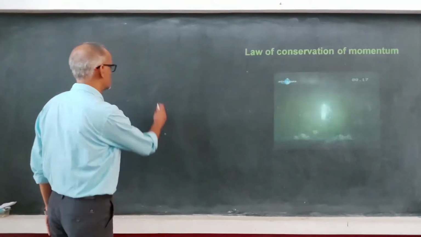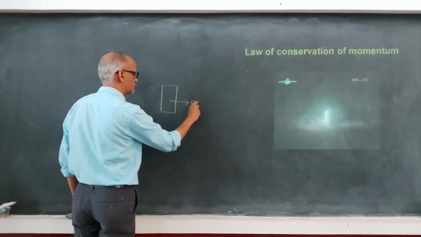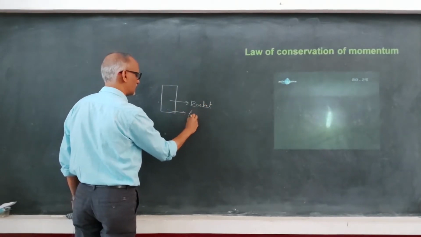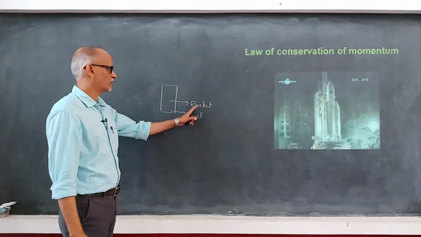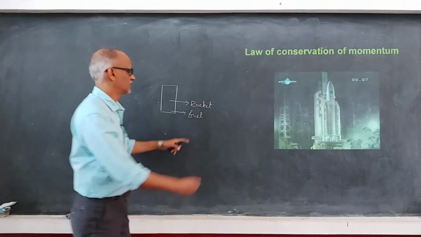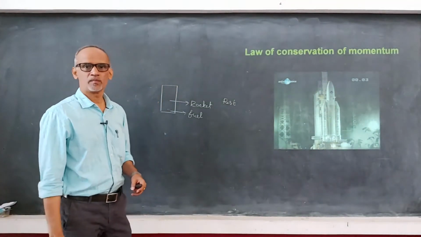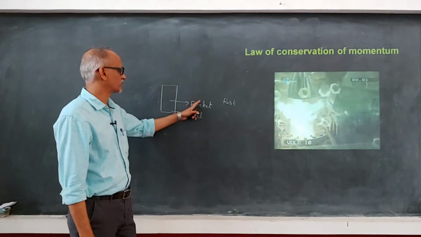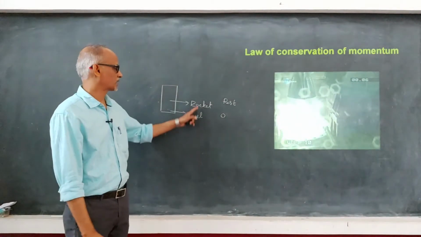That is, if I consider two bodies, one, the rocket, and the other is the fuel. Initially, both rocket and fuel are at rest. So what is the momentum of the rocket and the fuel? Total momentum of the rocket and the fuel is 0, because both are at rest.